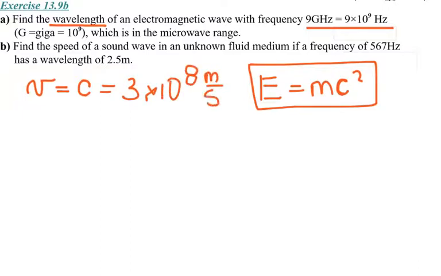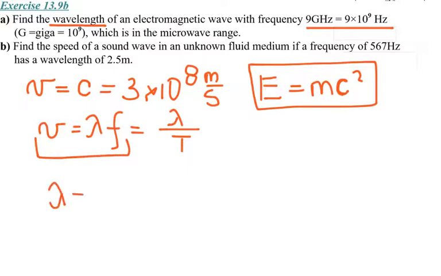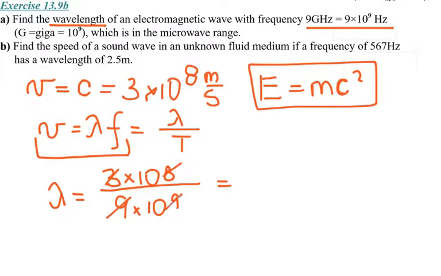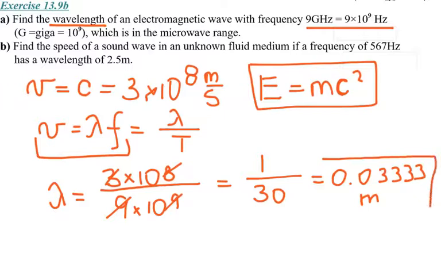meters per second. So if I know the velocity is equal to the wavelength times the frequency, or the wavelength divided by the period, I can use this formula to find the wavelength. So the wavelength is equal to the speed of light, which is 3 times 10 to the 8, divided by the frequency that they give you, which is 9 times 10 to the 9th. If I cancel 3 and 3, and cancel 10 to the 8 and 10 to the 8, what's left is 1 over 30, which is 0.03333 meters. So the wavelength of this wave would be 33.3 millimeters. You could write 33.3 times 10 to the negative 3 meters.